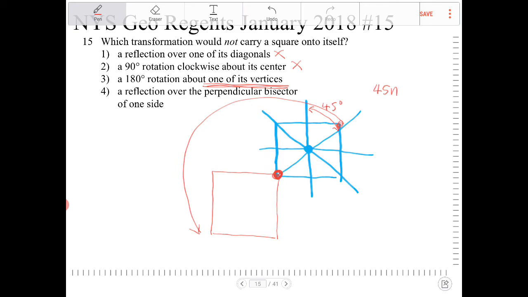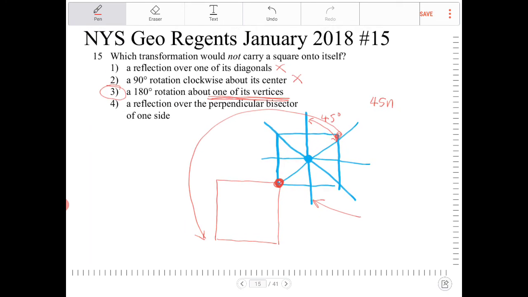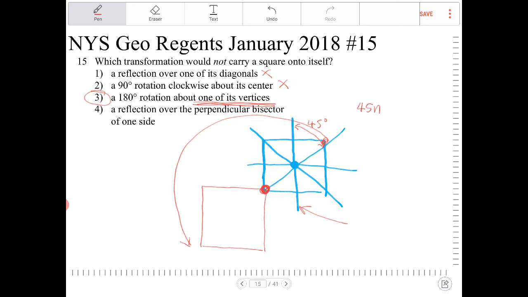Option 4, a reflection over the perpendicular bisector of one side. So a perpendicular bisector is this one, so that's not it. So the only one that does work is option 3. So again, a 180-degree rotation about one of its vertices.